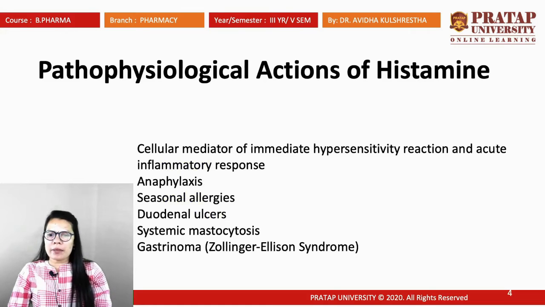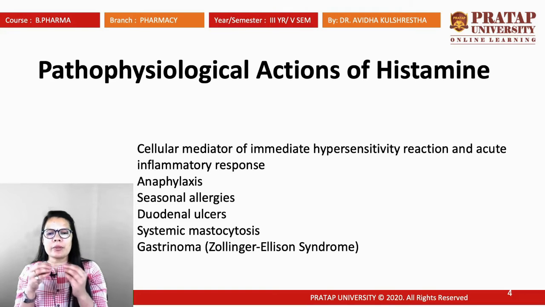Pathophysiological action of histamine: we can say it is the cellular mediator of immediate hypersensitivity reaction and the acute inflammatory response. We can speak about the hypersensitivity reaction, or the immune response of an individual, or you can say the immune system response toward foreign atoms. Whatever response comes is called allergy, and that allergy is just because of the action of histamine. So all the specific kinds of allergies and allergic reactions come in this part.